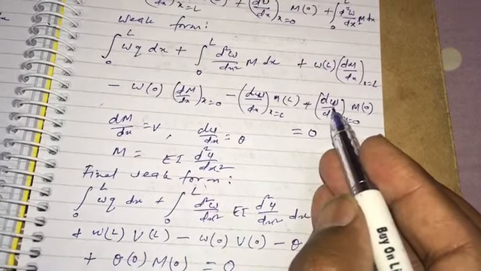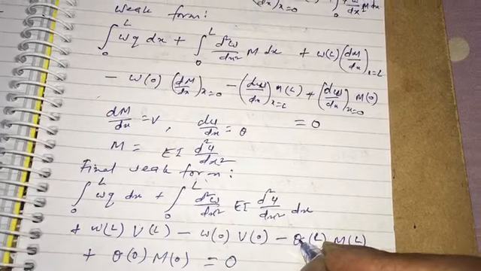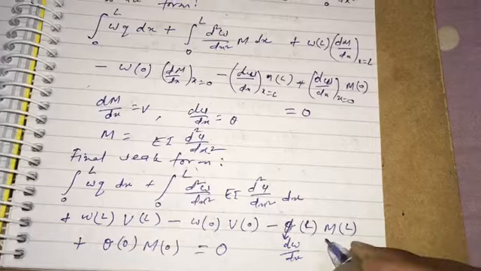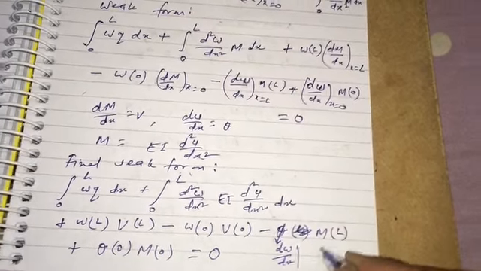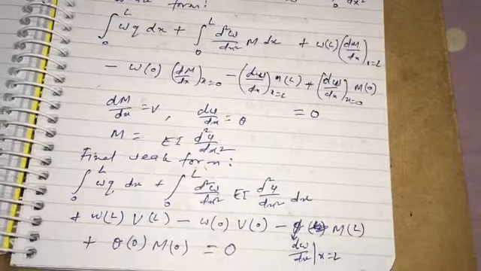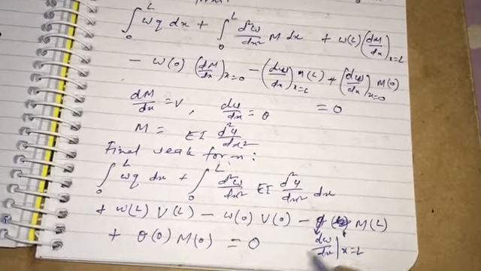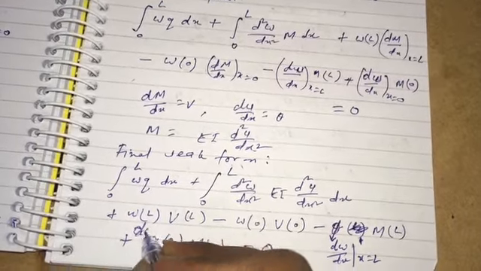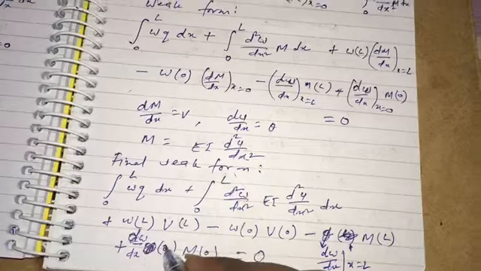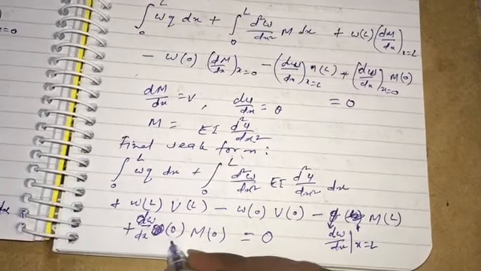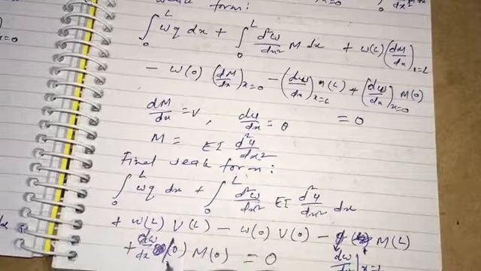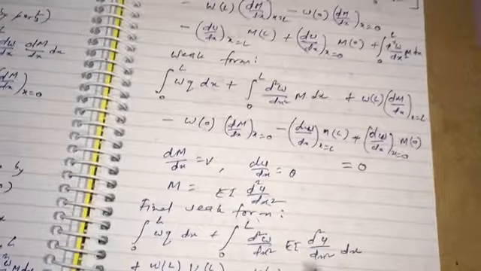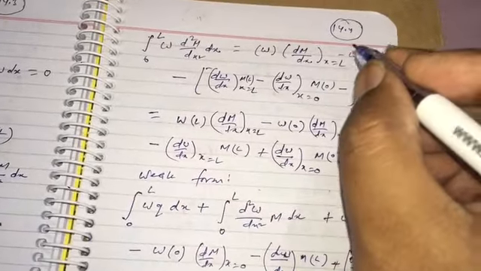Same thing here, dw over dx. So instead of this we should write dw over dx at x equal to L, and here, instead of this we should write dw over dx at x equal to 0. So I will write x equal to 0. I made this correction here, but please do this correction in your notes.